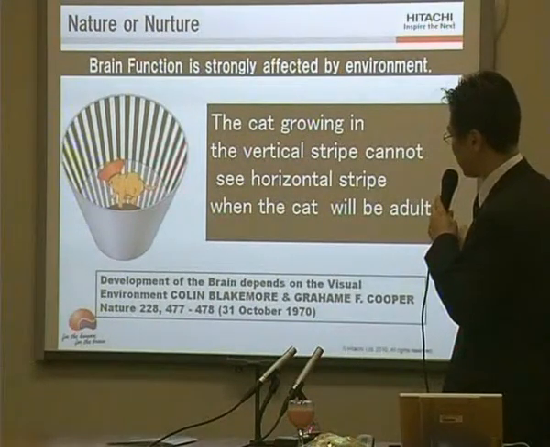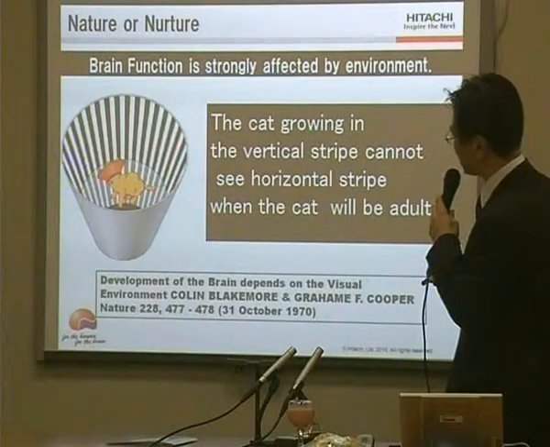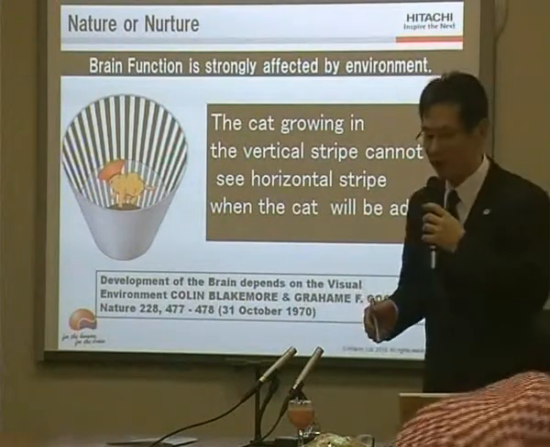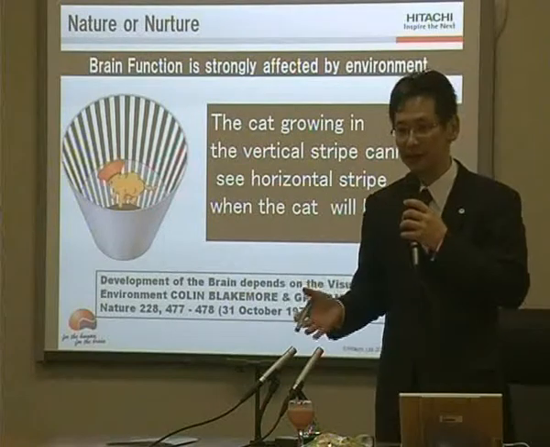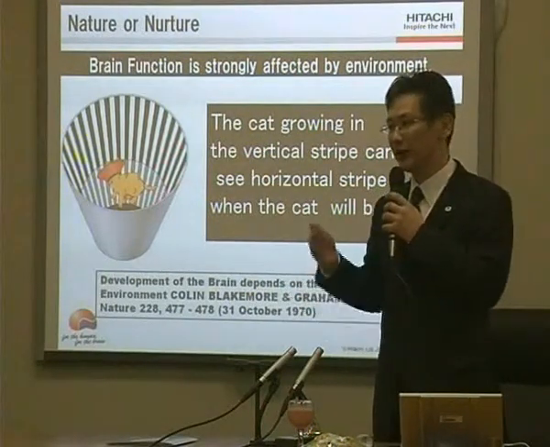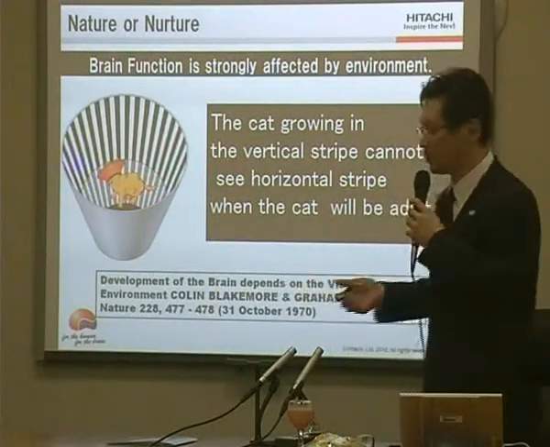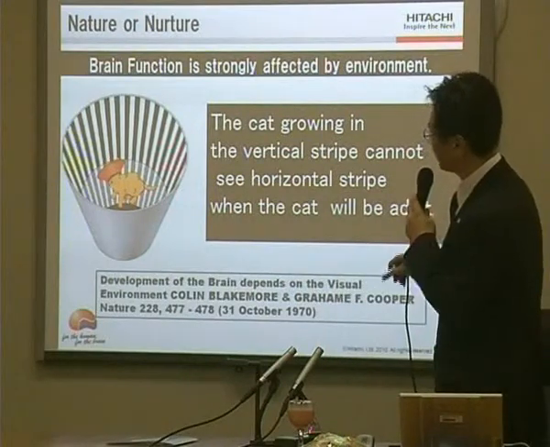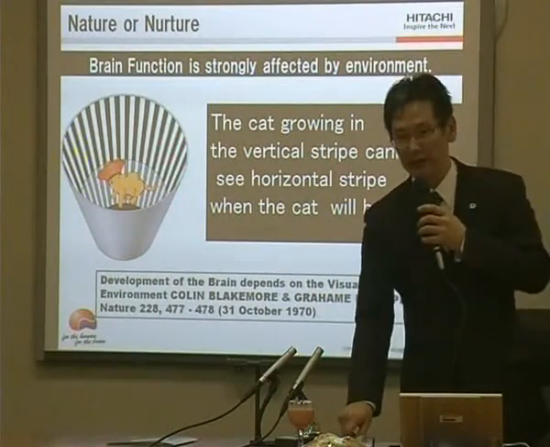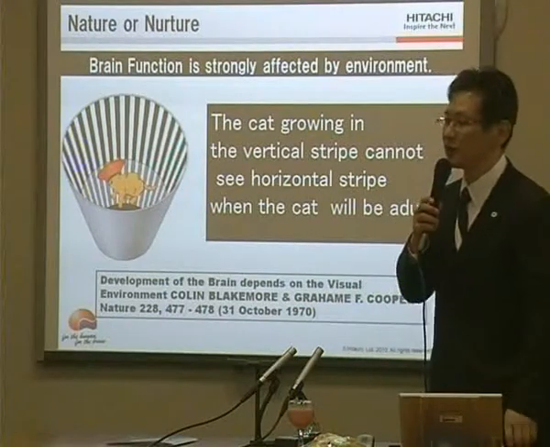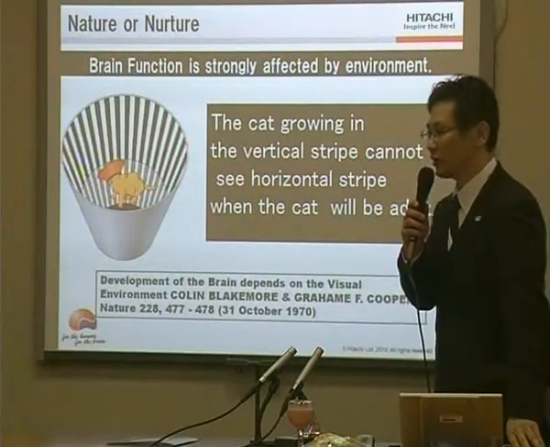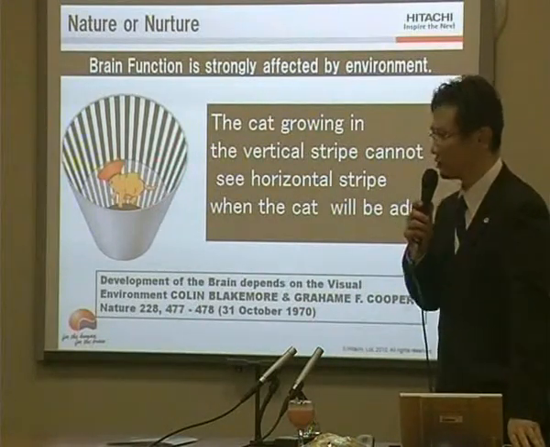So it was a very important study. So we know there is a very sensitive period for a specific environment. For example, visual development is very important from 0 to 2 years old in infants, in the case of humans.